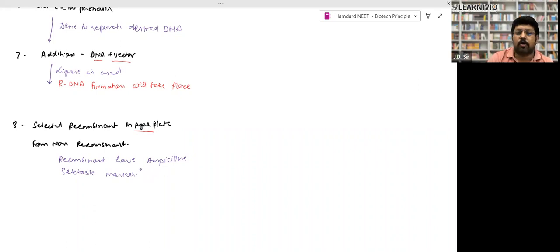So this is the process of recombinant DNA technology. Is it clear or not? Tell me. This is the complete process.